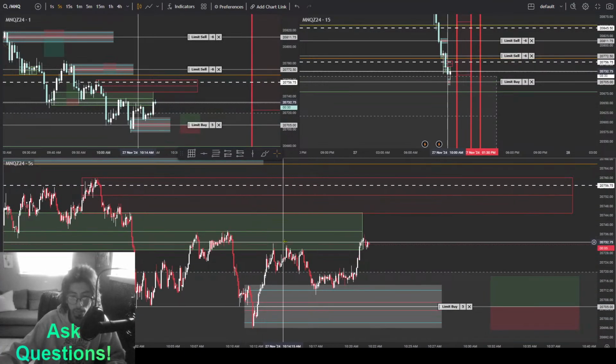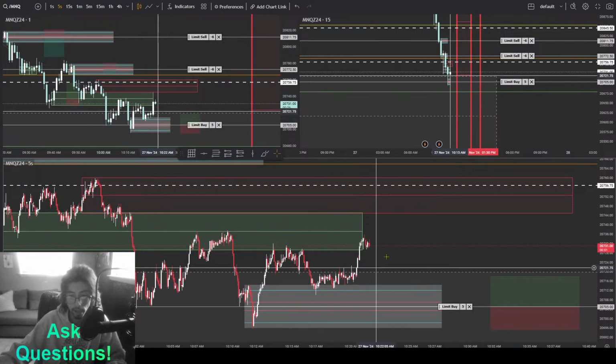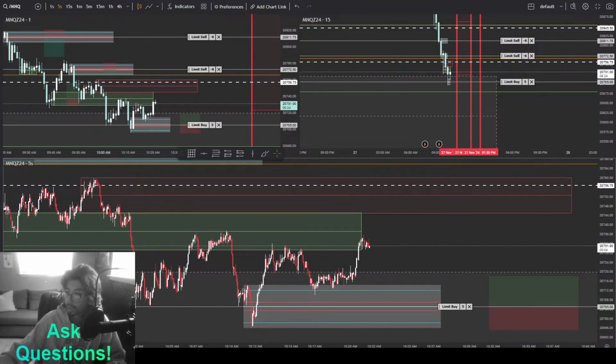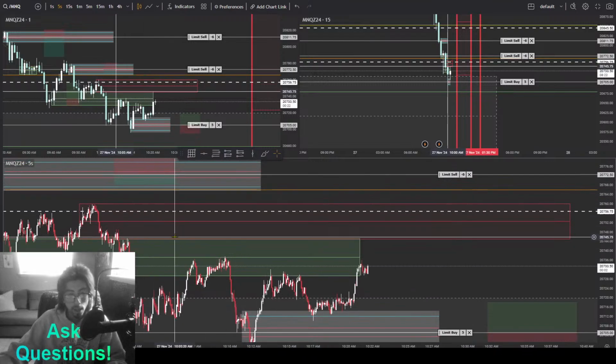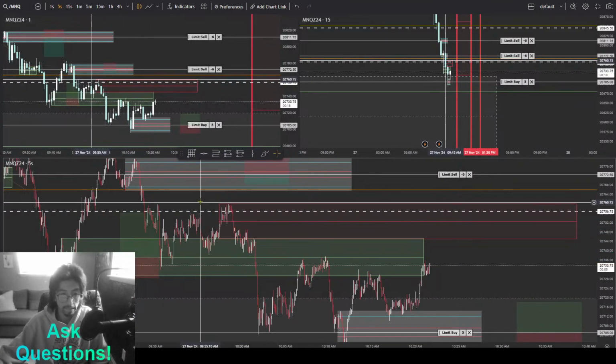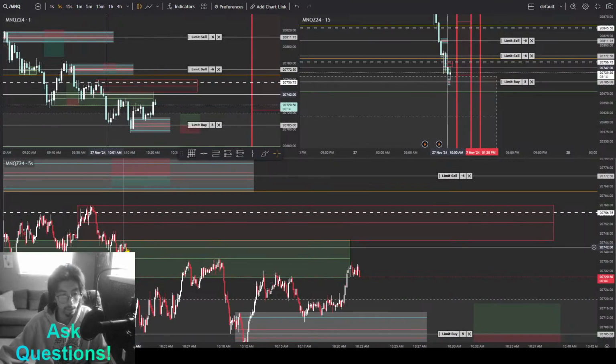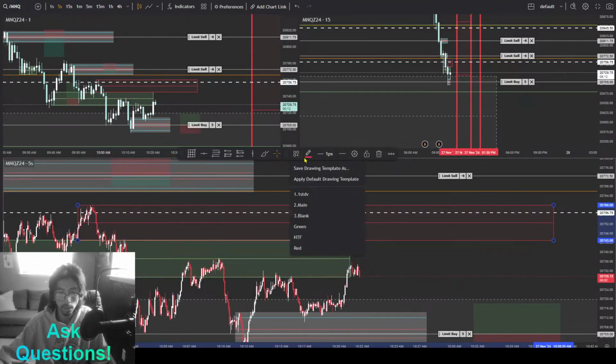Standard deviation was like up here. So we just broke it. And then our tap, our break structure. I like the zone above. I'm a bit unsure about it, but I might take it actually. I want to see. Honestly, might take it actually.